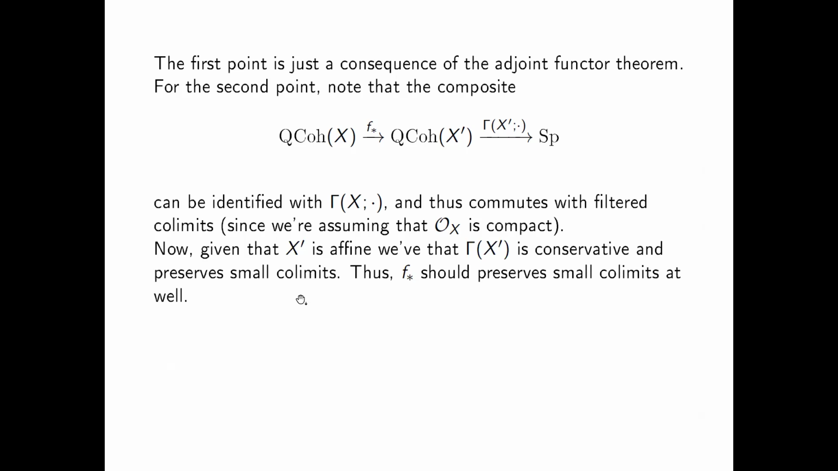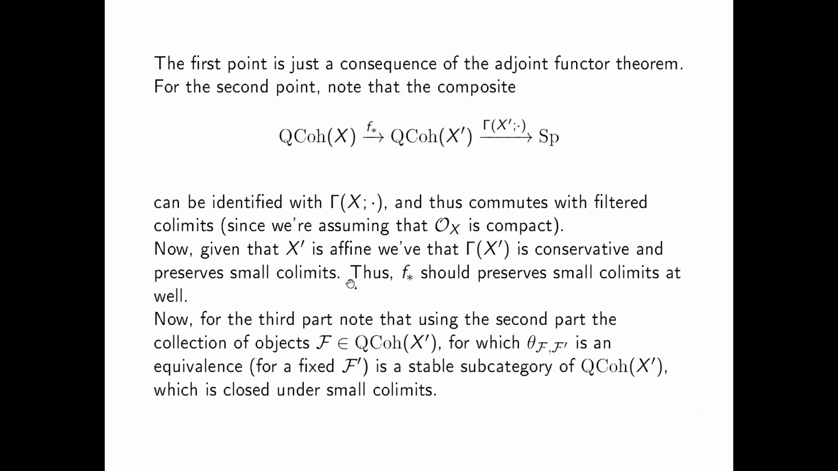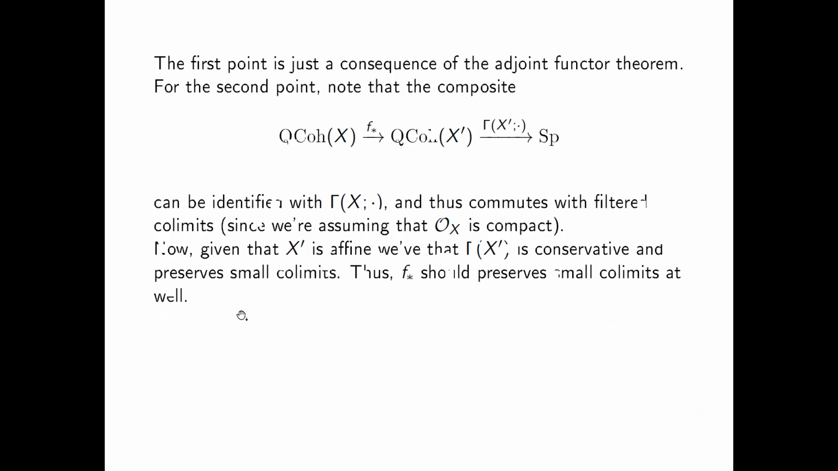Now, given that this X dash is affine, we have that this gamma X dash is conservative and preserves small colimits. Therefore, this F lower star should preserve small colimits as well. Okay, there are a few more grammatical mistakes, but you know what I mean. So now for the third part, let's see the third part.